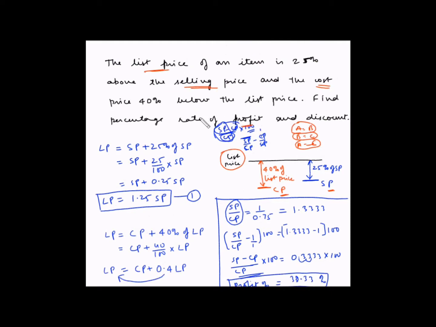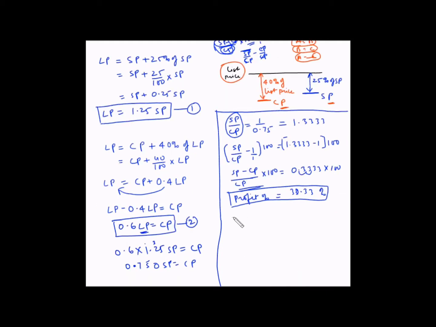Now we have also been asked to find the percentage rate of discount. Now percentage rate of discount is basically the relationship between the list price and the selling price. Now discount percent will be expressed as the list price minus the selling price divided by the list price multiplied by 100. So discount is nothing but the list price minus the selling price, and the percentage of discount is always expressed with respect to the list price, and then if we multiply by 100 we'll get the percentage.